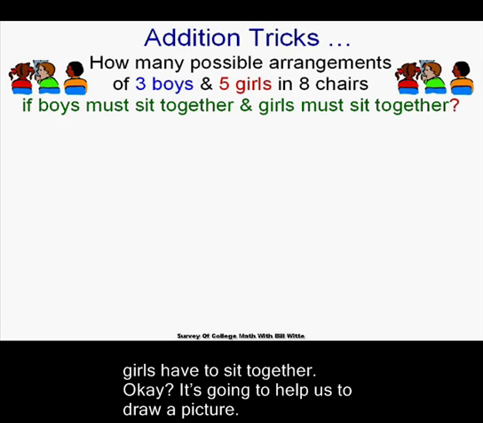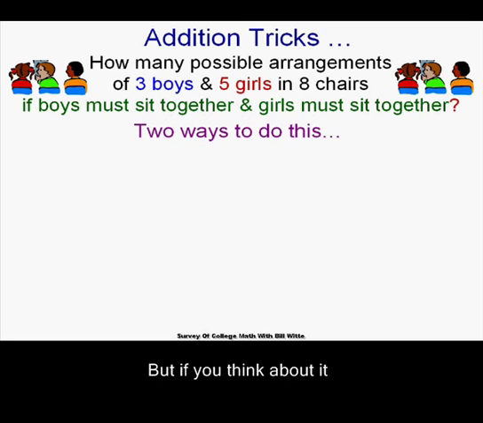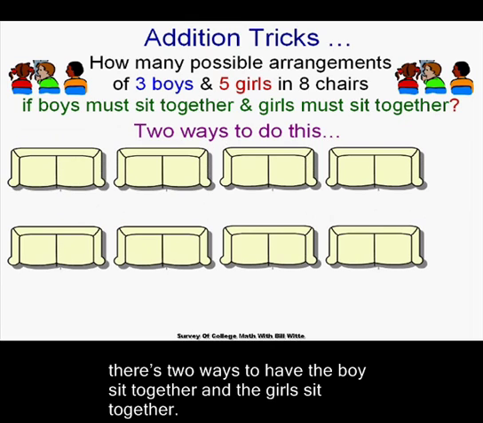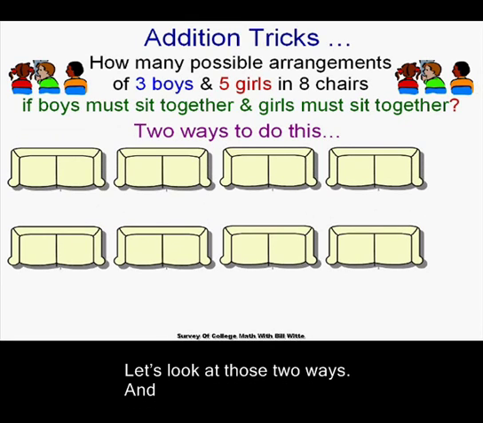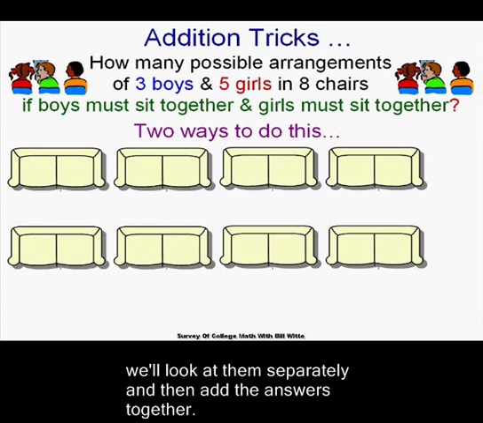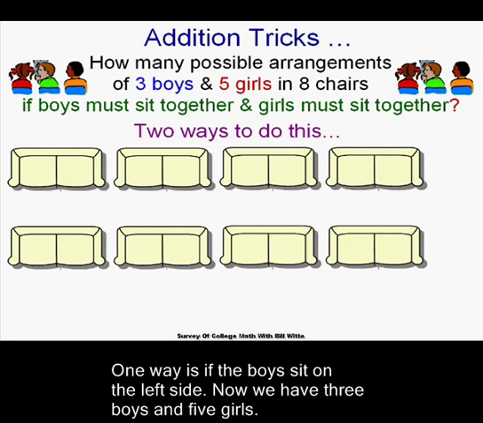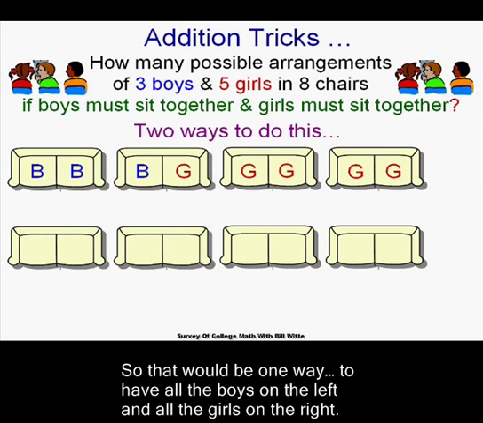Now, it's going to help us to draw a picture. But if you think about it, there are 2 ways to have the boys sit together and the girls sit together. Let's look at those 2 ways separately and then add the answers together. One way is if the boys sit on the left side. Now we have 3 boys and 5 girls, so that would be one way, to have all the boys on the left and all the girls on the right. So let's just deal with that.